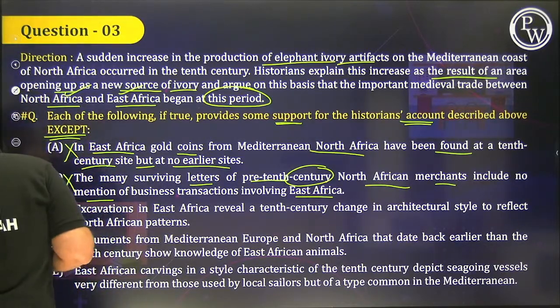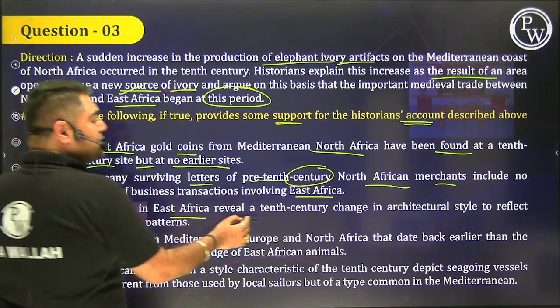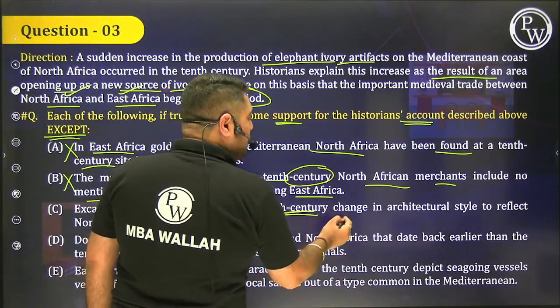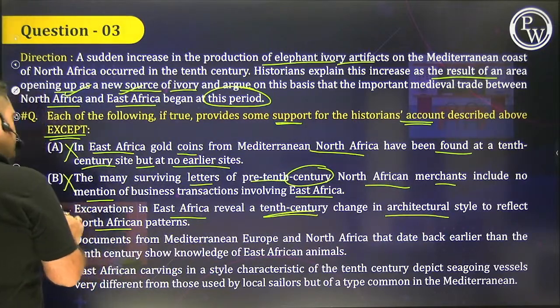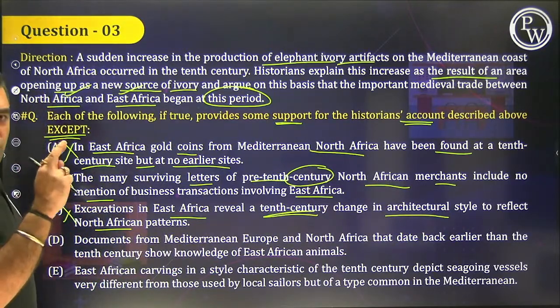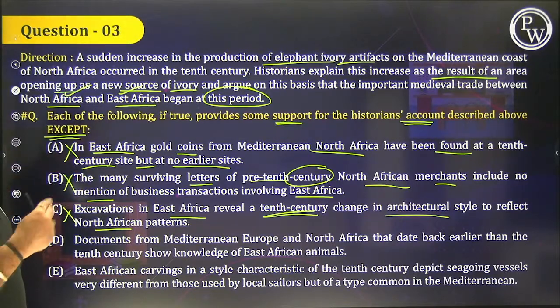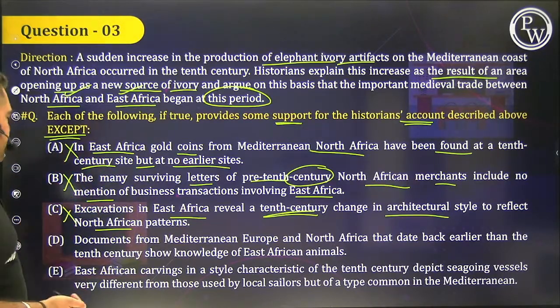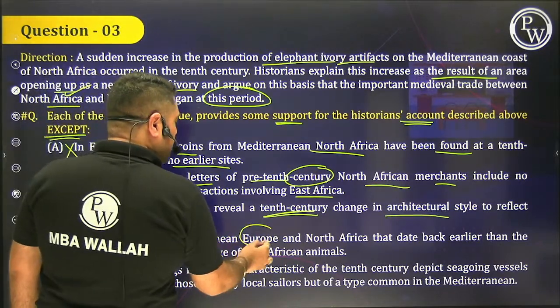C, excavations in East Africa reveal a 10th century, everything is 10th century, change in architectural style to reflect North African patterns. 100% possible. That means East and North were trading, they were getting exchanges, they were getting influenced, and something or the other was happening. Interesting.